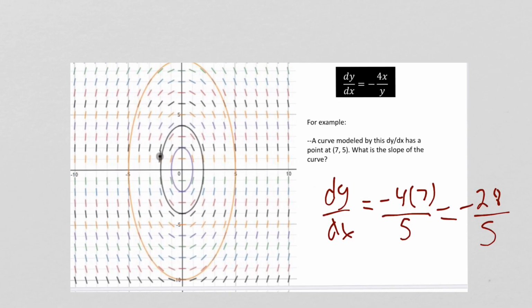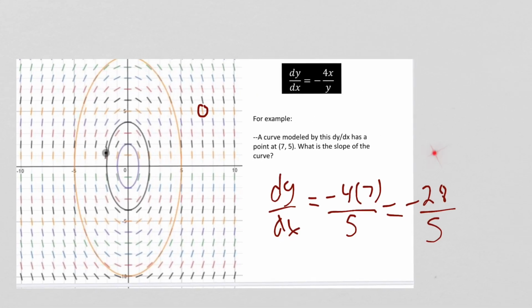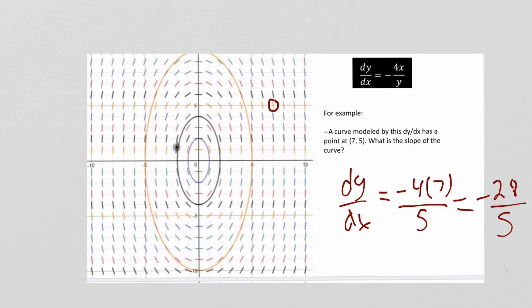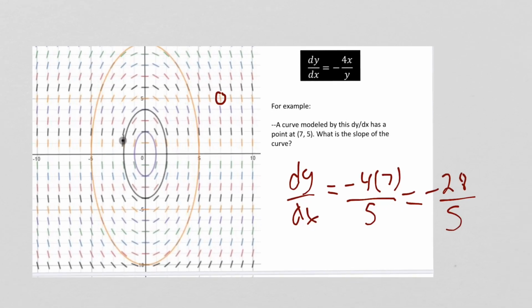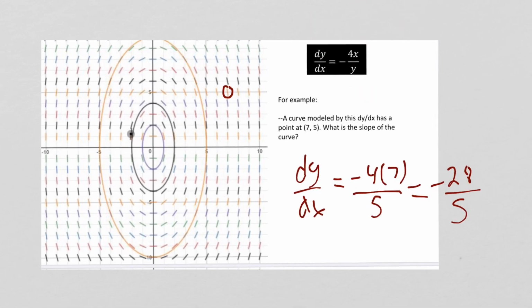So if we go to the point (7, 5), that's right here. We can see that the slope is pretty steep, and it's also a negative slope, which is what we got here, right? So there is an ellipse out there that has a semi-major axis double the length of the semi-minor axis that comes through this point at (7, 5). And the slope of that ellipse at (7, 5) is negative 28 over 5. This will tell us the slope of any of these ellipses at any theoretical x and y value.